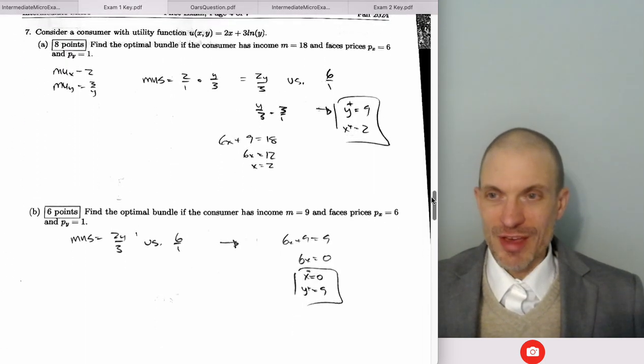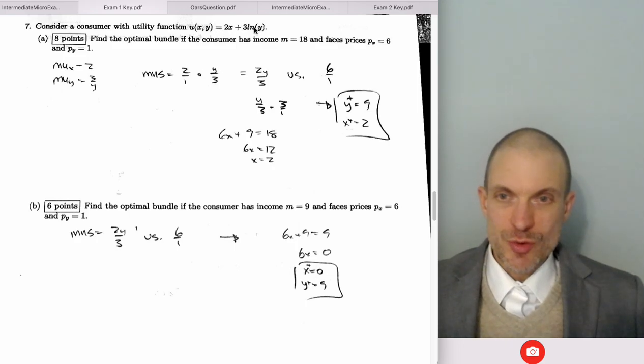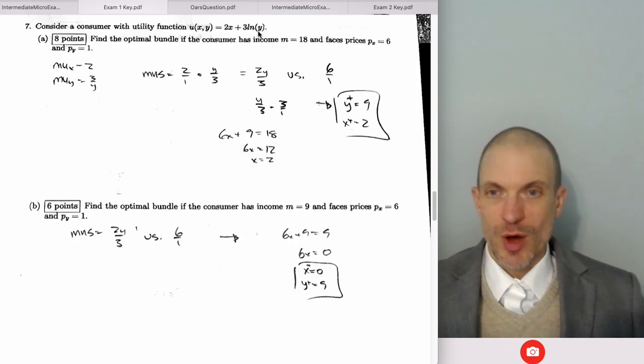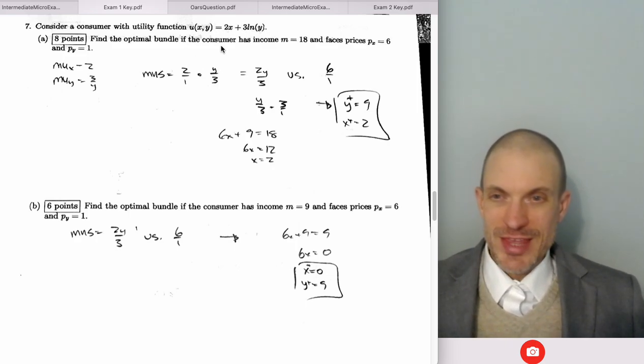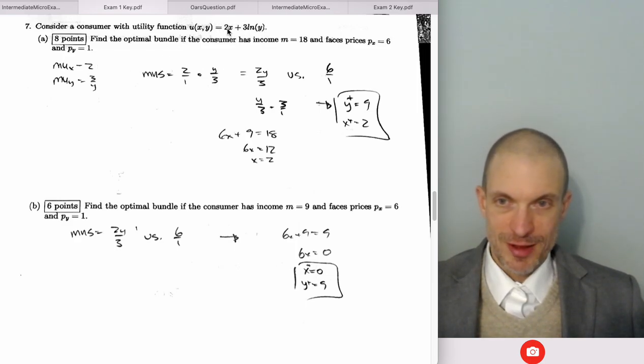All right, question 7. Consider a consumer with utility 2x plus 3 natural log of y. This is quasi-linear. Find the optimal bundle if we have income 18 and face prices of 6 and 1. Okay, fine. So my marginal rate of substitution is the marginal utility of x divided by the marginal utility of y. Marginal utility of x, the partial with respect to x, is just 2. Partial with respect to y.